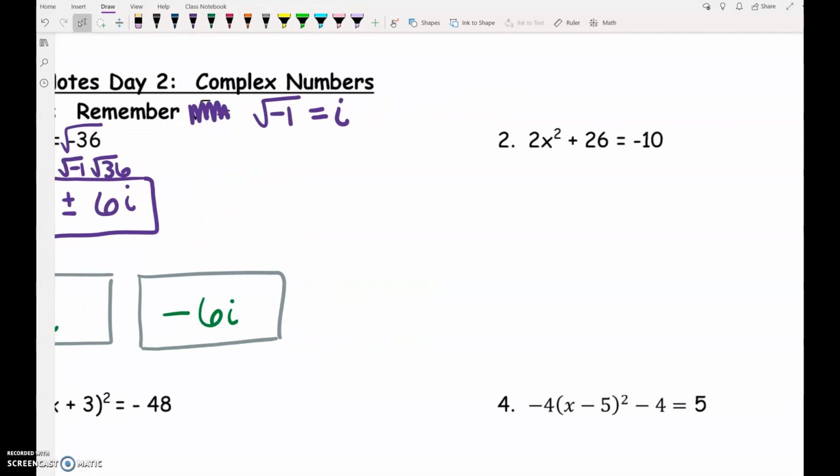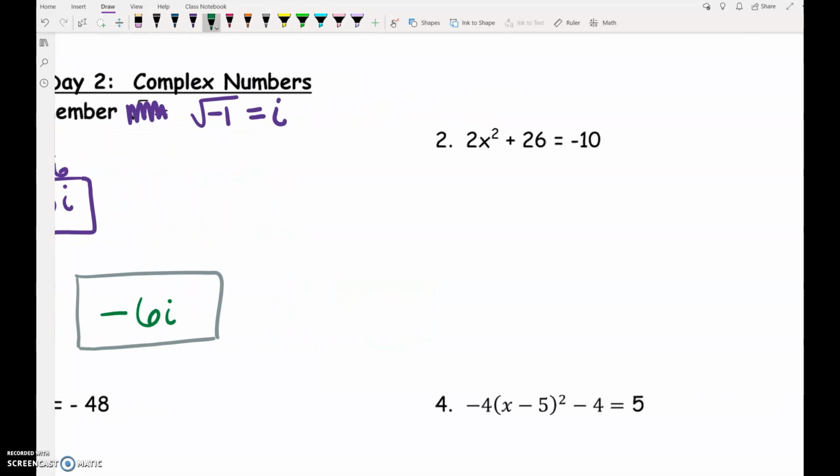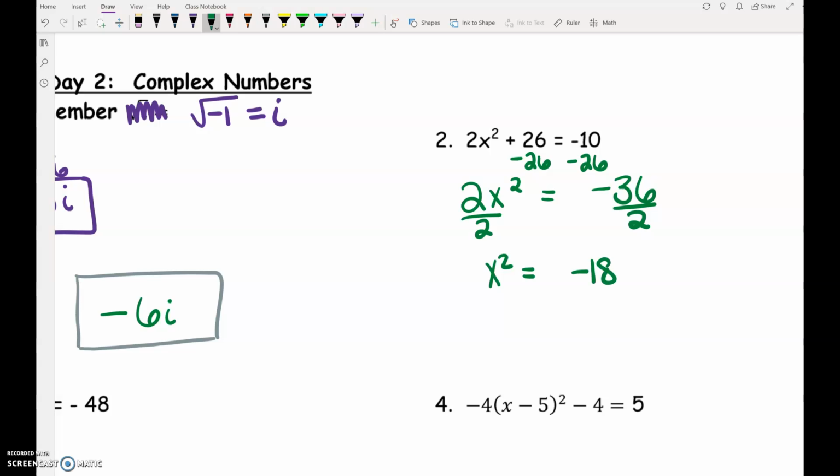All right, number 2, what do you think we should do first? So subtract 26. So 2x squared equals negative 36. A lot of people try to square root at this step. We can't square root yet. We have to divide by 2. So x squared equals negative 18. Now we can square root. Don't forget the plus minus.